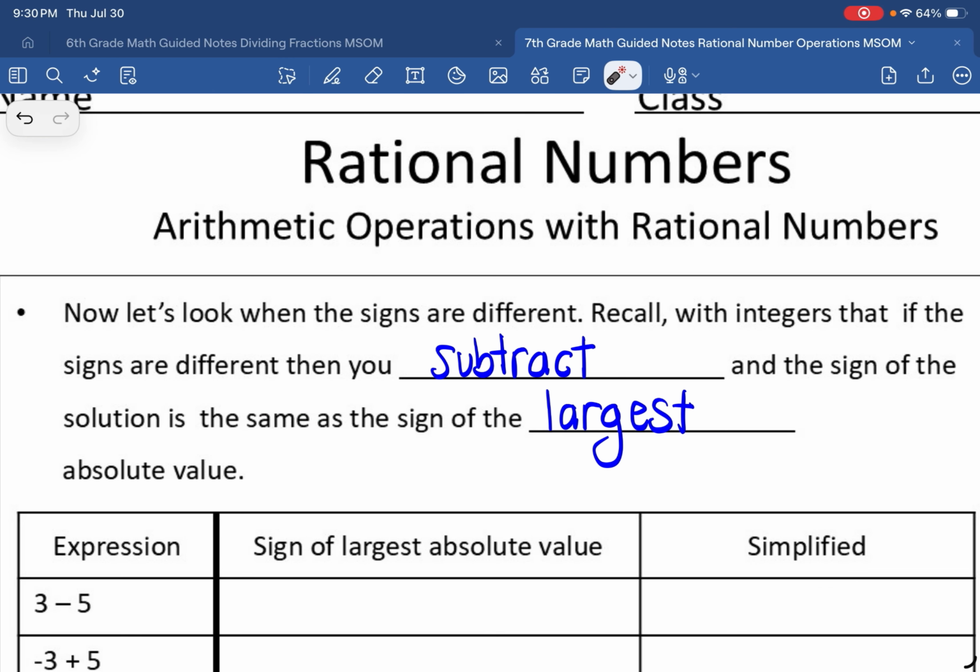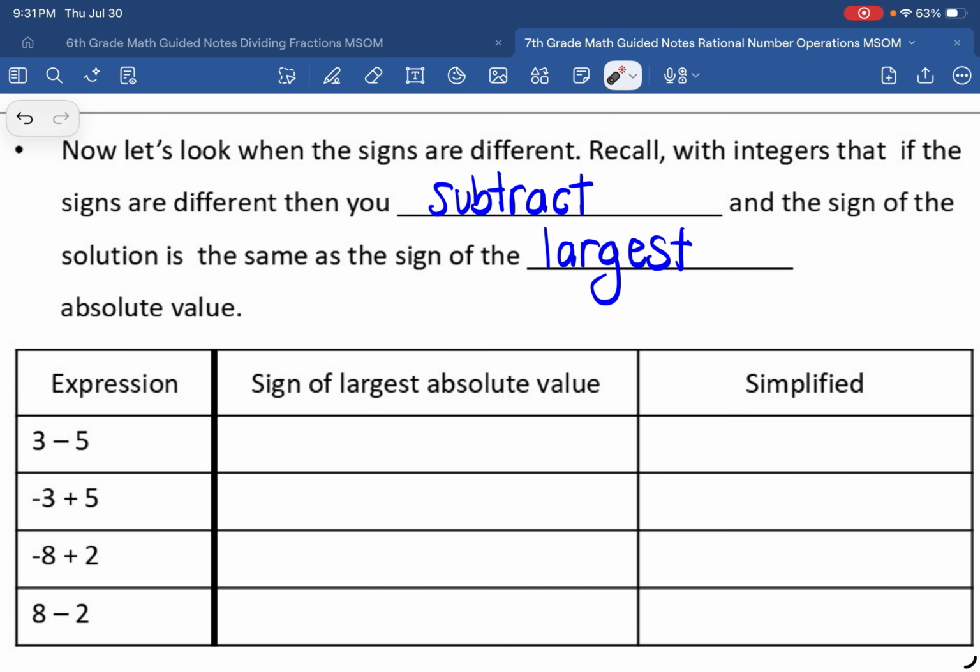Now let's look when the signs are different. Recall with integers that if the signs are different, then you subtract, and the sign of the solution is the same as the sign of the largest absolute value. Okay, so let's look at this table below. It says the sign of the largest absolute value.